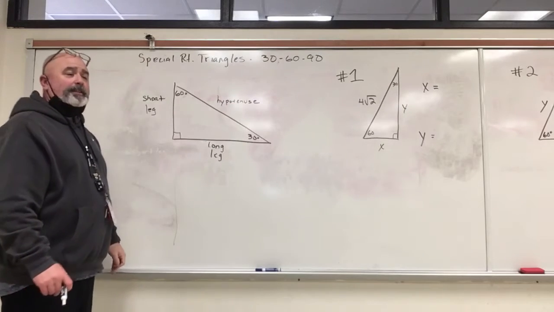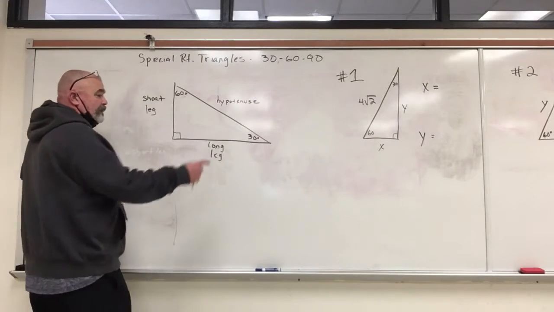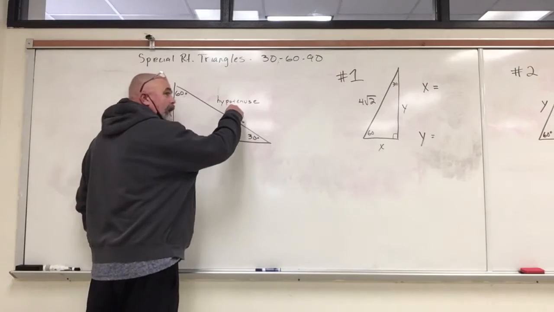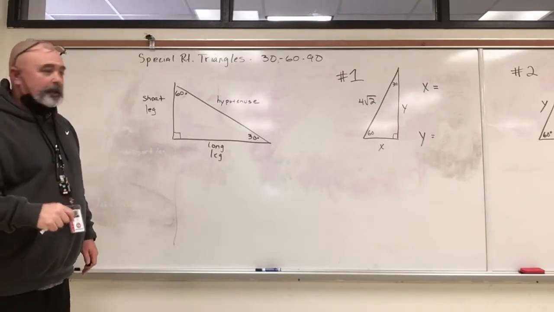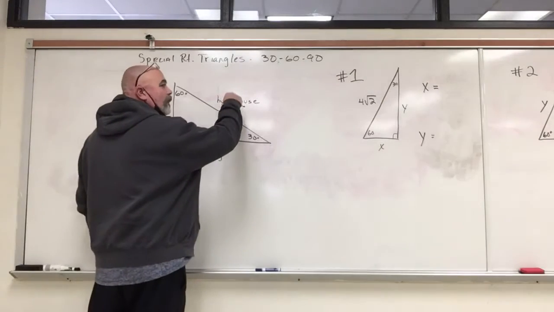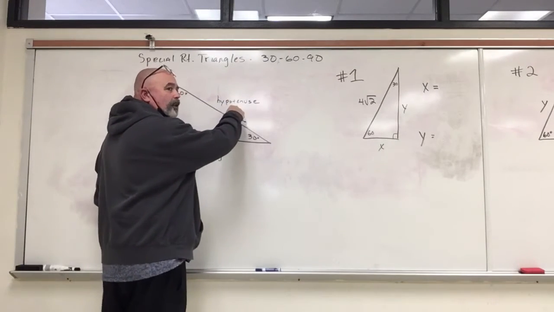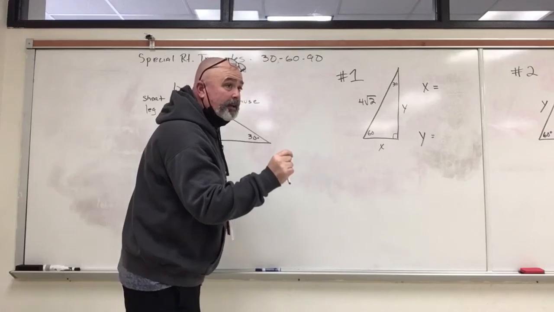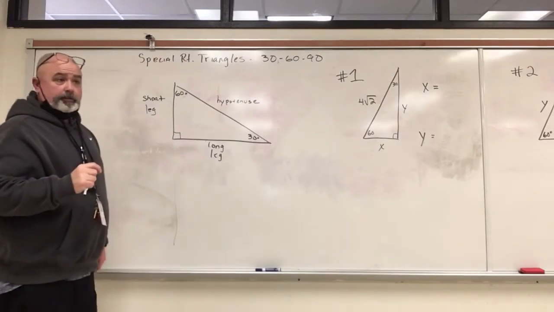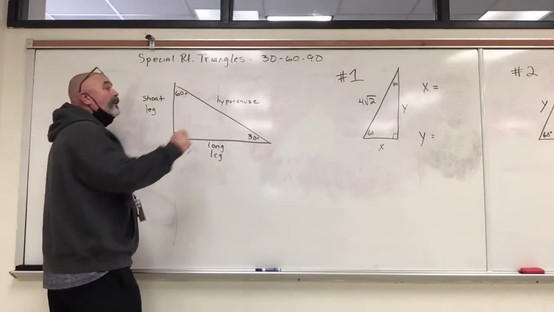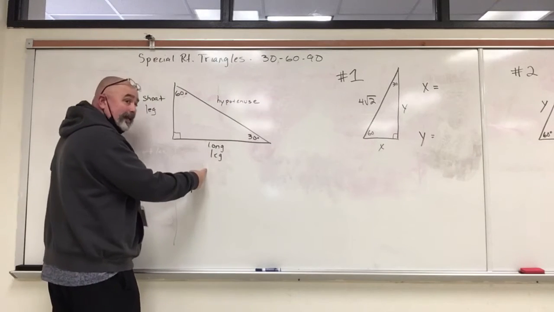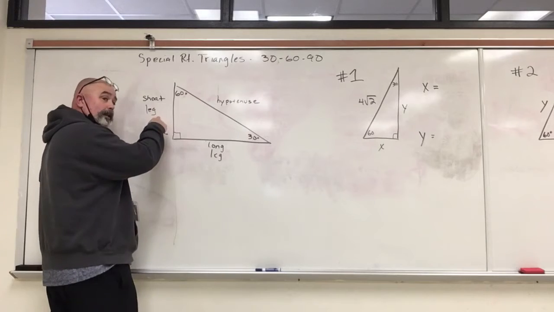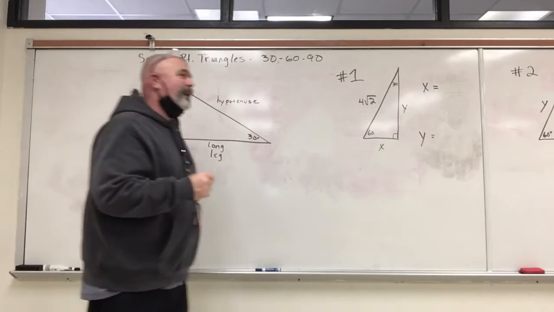Now, I've been asked this question today. Is a long leg longer than the hypotenuse? No, it is not. The hypotenuse is always the longest side of a right triangle. Okay? Notice I said longest side. That's the longest leg. That's the shortest leg. And usually you can tell.